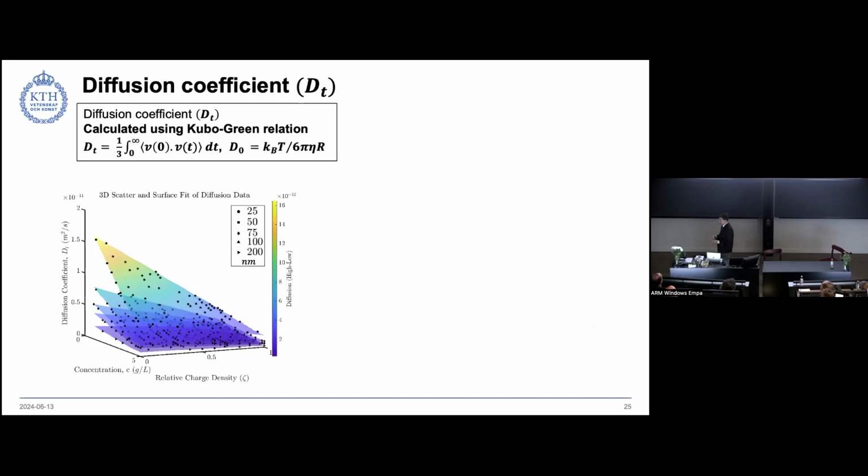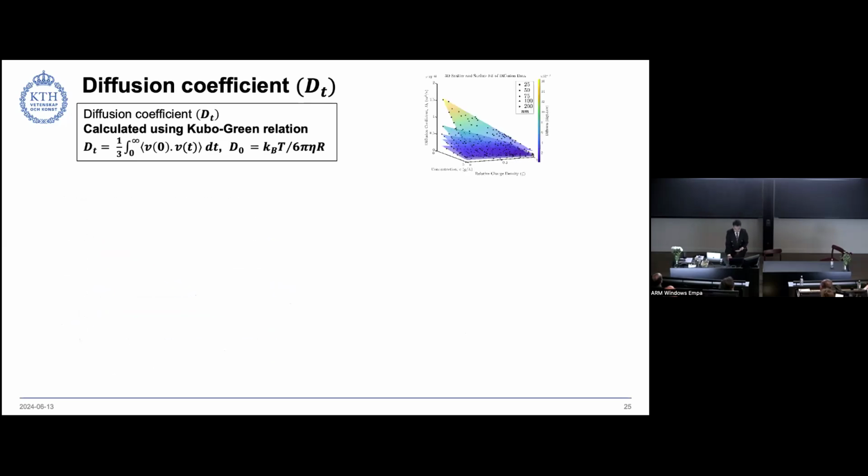So the first thing that we did is to get the diffusion coefficient of the particles with the help of the Kubo-Green function that we have. With the velocity autocorrelation function, we can get the diffusion coefficient and compare it with the other cases. But honestly, from the diffusion coefficient, we cannot get anything, or it's useful, but not really decisive.